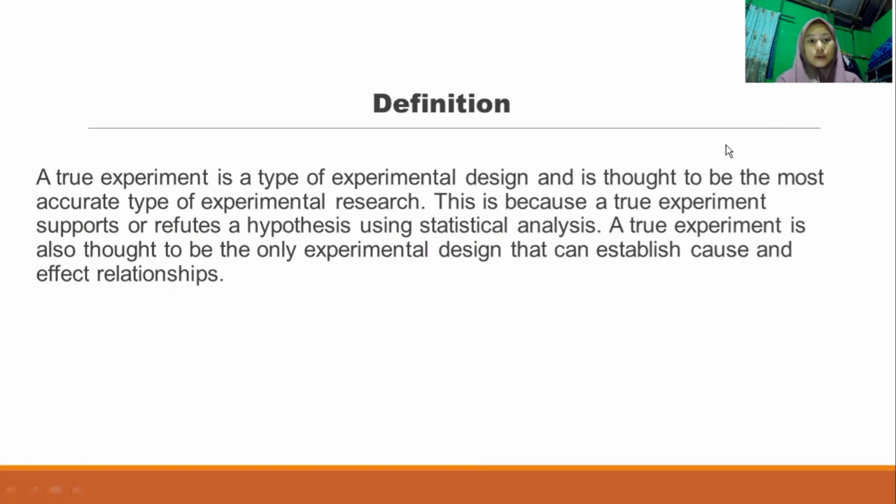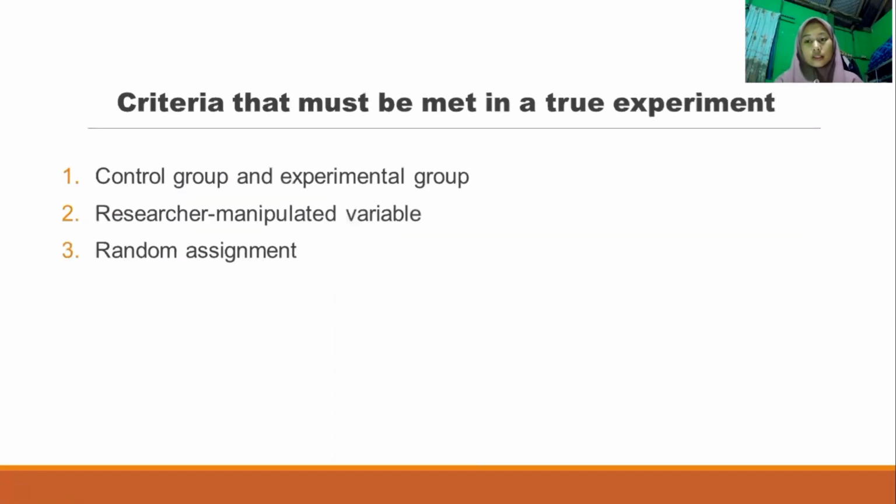Definition: a true experiment is a type of experimental design and is thought to be the most accurate type of experimental research. This is because a true experiment supports or refutes a hypothesis using statistical analysis. A true experiment is also thought to be the only experimental design that can establish cause and effect relationships.